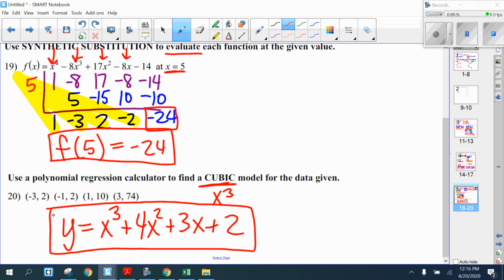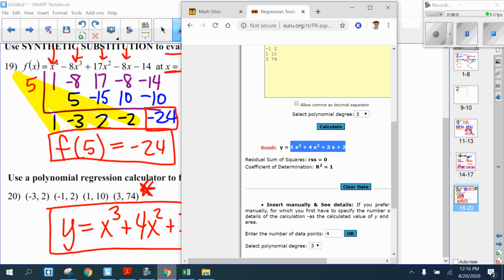And what that means is we found an equation that fits these data. If you plug in 1, you're going to get 10. If you plug in 3, you're going to get 74. And I know that's a good estimate because that r² value equals 1. That means it's pretty much perfect.